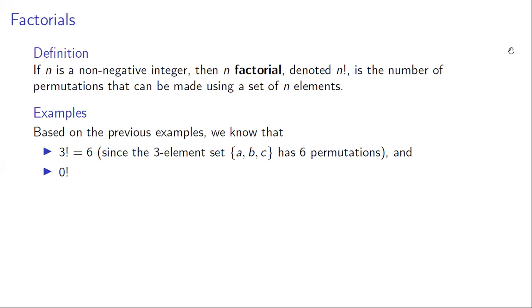How about 0 factorial? You might say it should be 0. However, we saw from the previous example that it's really 1, since the 0 element set, the empty set, has 1 permutation. So 0 factorial is 1. Now we want to come up with a general formula for n factorial.